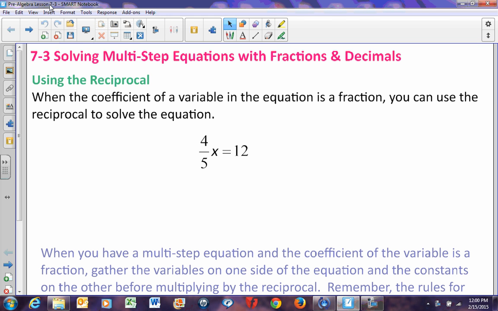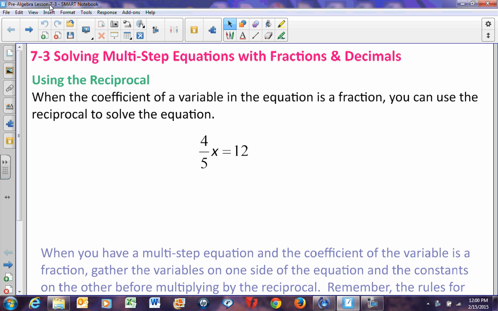This is pre-algebra lesson 7-3, solving multi-step equations with fractions and decimals. Now, before, we have solved one-step equations with fractions, and we've solved one-step equations with decimals. When you have multi-step equations with fractions and decimals, you can use similar strategies, but you may have to adapt and adopt a little bit to make it a little easier to figure out.